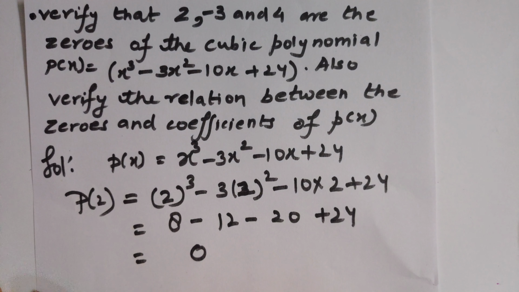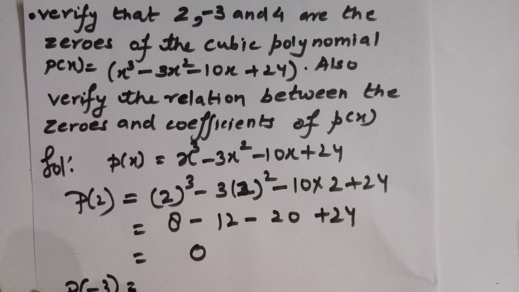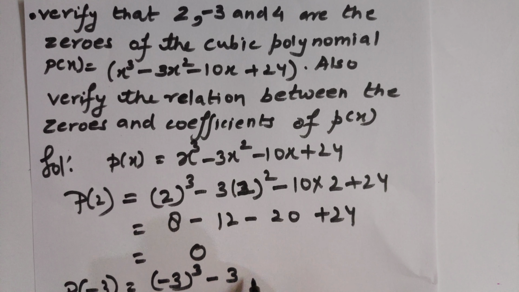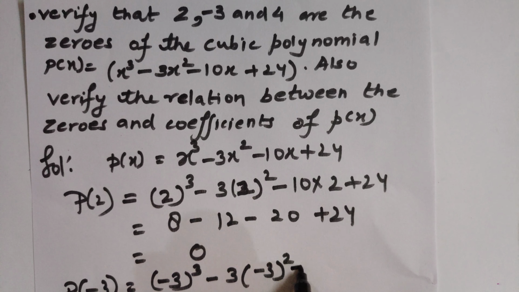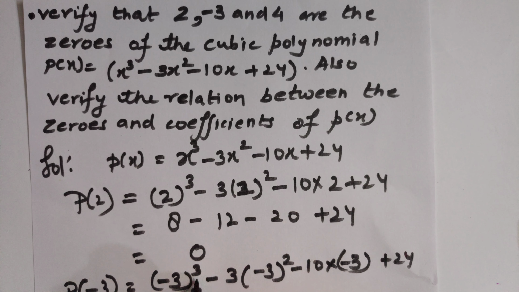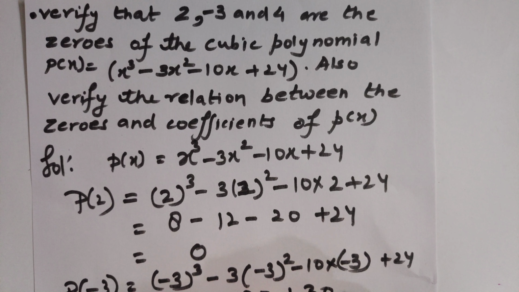Now for -3, we will find p(-3). So we have (-3)³ - 3 × (-3)² - 10 × (-3) + 24. 3 3s are 9, 9 3s are 27, but we will get -27 since the cube of a negative number will be negative. And -3 × (-3)², that is again 3 3s are 9, 9 3s are 27, so -27. Then -10 × -3 becomes plus 30, since 3 10s are 30, and plus 24.